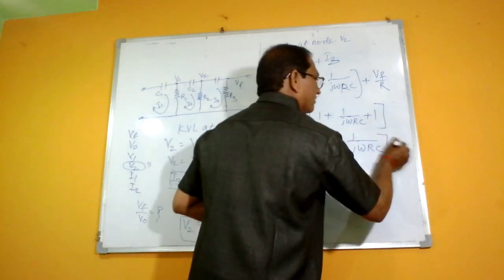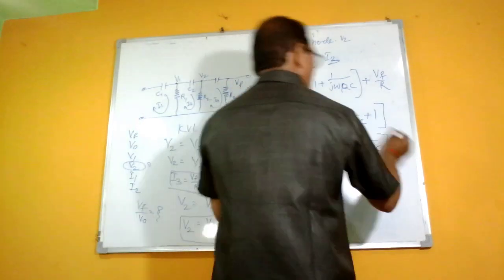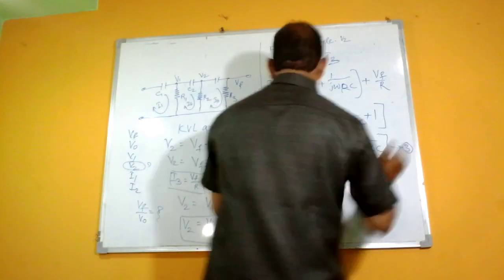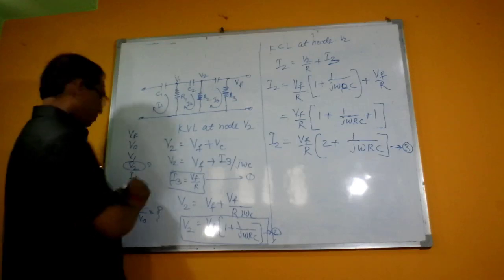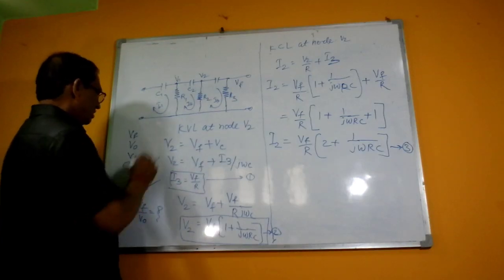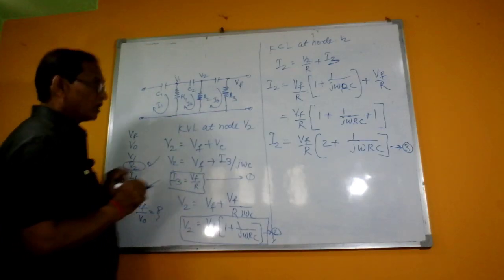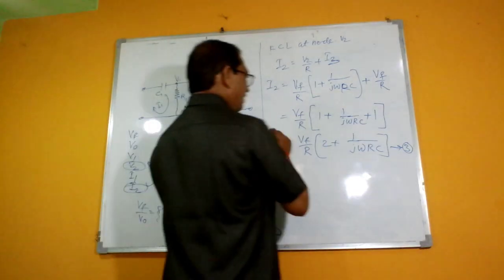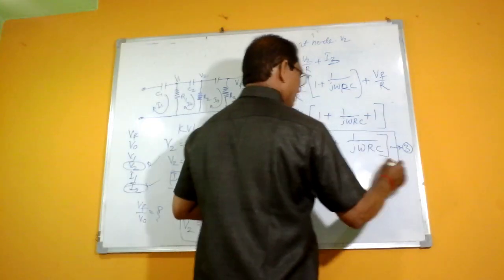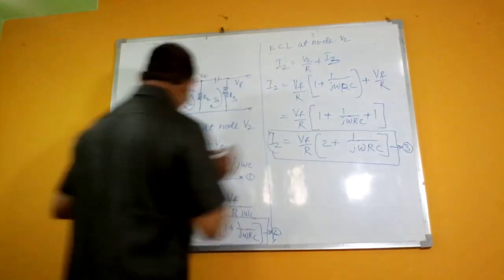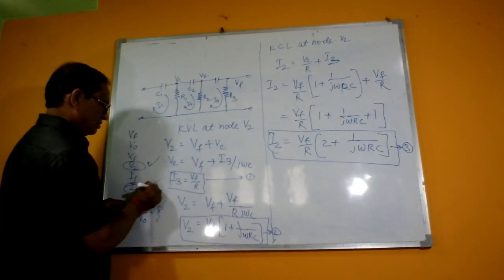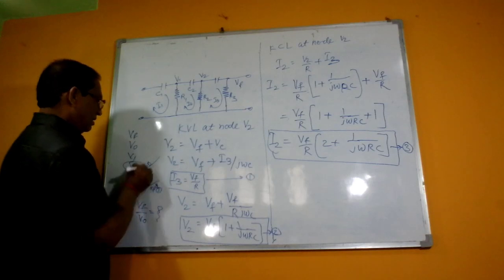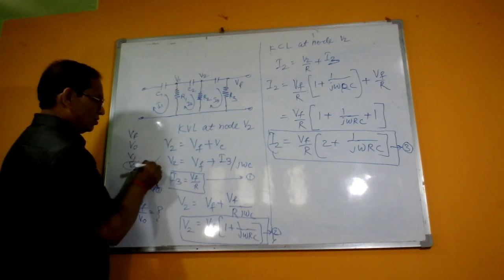Call this one of the equations, equation 3. So we have calculated the value of I2 also. We have calculated V2 and I2. This is the value of I2 from equation number 3, and this is equation 2.